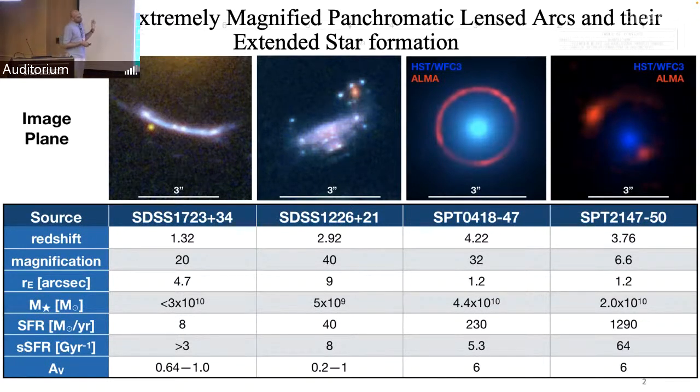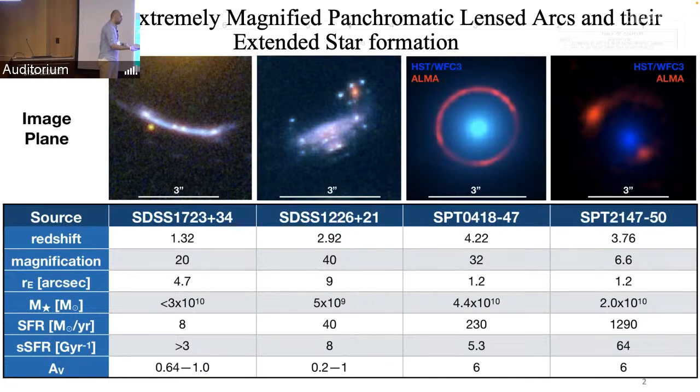Just to give a brief overview of the types of galaxies that we are looking at. The first 2 are cluster lenses and highly star-forming galaxies. As you can see over here, star formation rates are a few to tens. And those 2 on the right are dusty star-forming galaxies. The red is from ALMA. We didn't see anything with HST. So it's heavily extincted dusty star-forming galaxies.